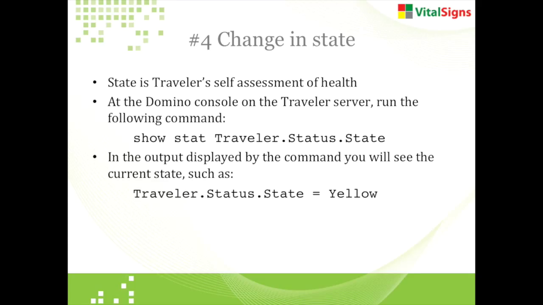Number 4 of issues that can affect end users with an IBM Traveler server is a change in state. The state is the Traveler server's self-assessment of its own health, and the values of state could be green, yellow, and red. To find out which one your Traveler server is, you can type in the command at the Domino console, show stat traveler.status.state, and you will get back something like this: traveler.status.state equals yellow, green, or red.